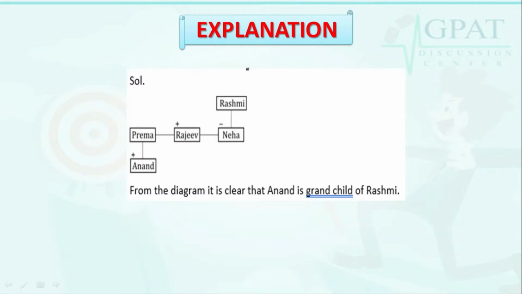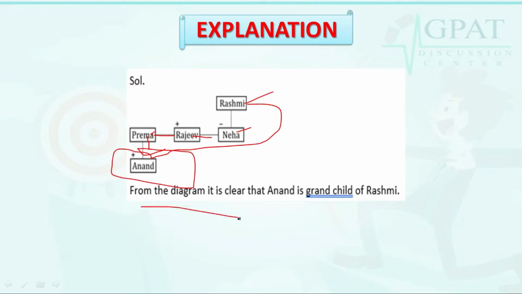How is it possible? Let's discuss it. Students, just observe this solution. Rashmi is related to Neha, Neha is related to Rajiv, Rajiv is related to Prema, and Prema is related to Anand. So Rashmi has a grandchild named Anand. From the diagram, it is clear that Anand is the grandchild of Rashmi.